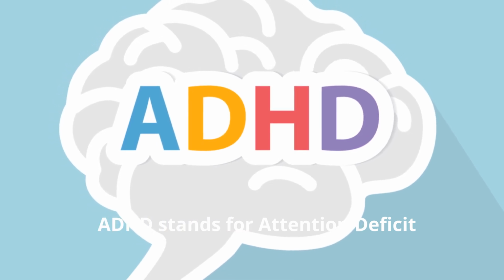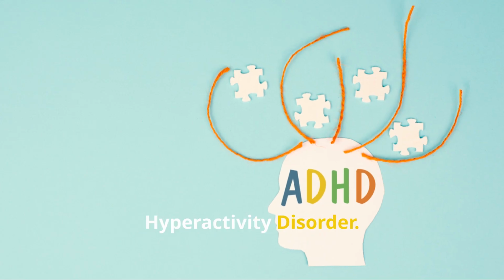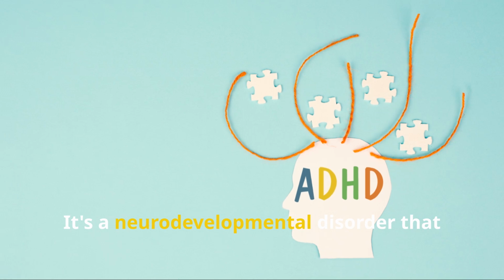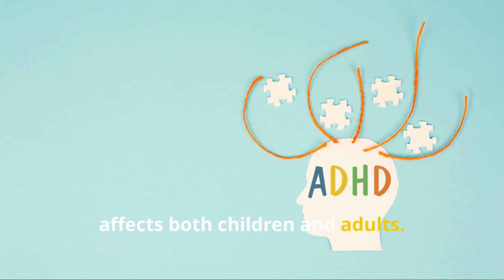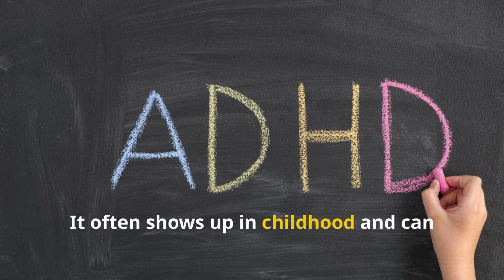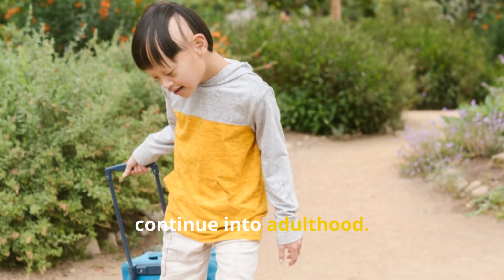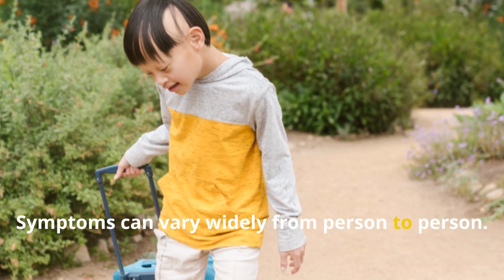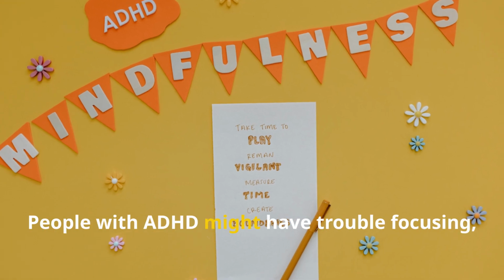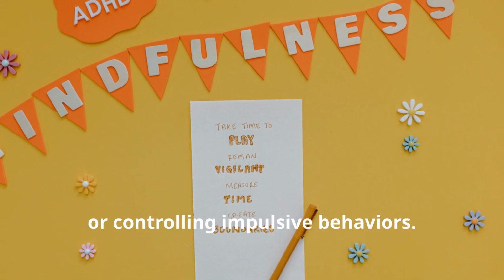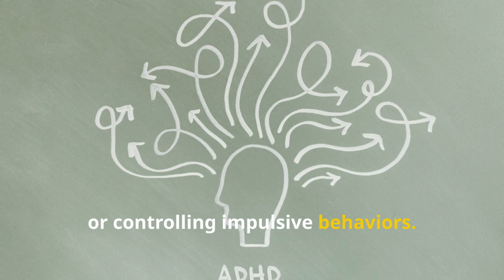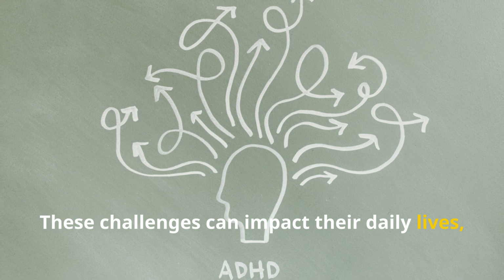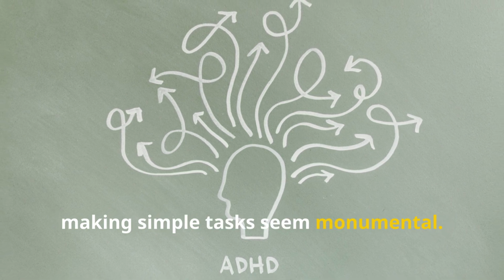ADHD stands for Attention Deficit Hyperactivity Disorder. It's a neurodevelopmental disorder that affects both children and adults. It often shows up in childhood and can continue into adulthood. Symptoms can vary widely from person to person. People with ADHD might have trouble focusing, sitting still, or controlling impulsive behaviors. These challenges can impact their daily lives, making simple tasks seem monumental.